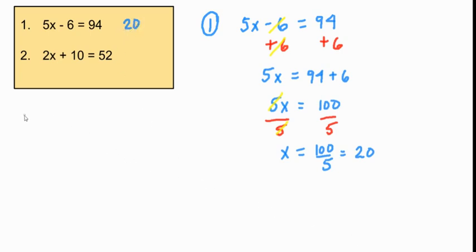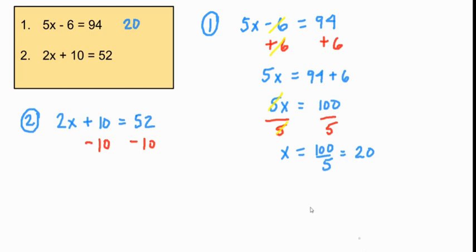So I will do problem 2 right here. Once again, we will rewrite it. 2x plus 10 equals 52. So in this case, we're looking for what was the last thing that was done around x? Well, we added 10. So we want to subtract 10. We're going to undo that operation and get a step closer to x.